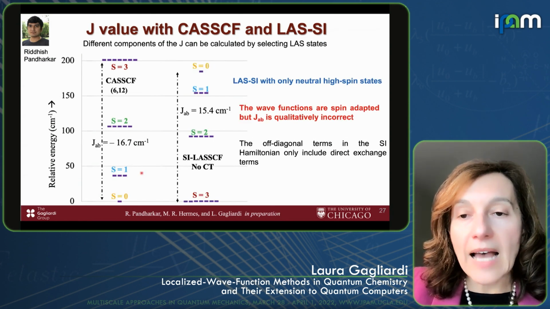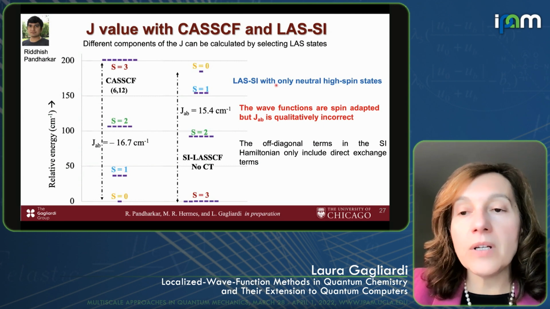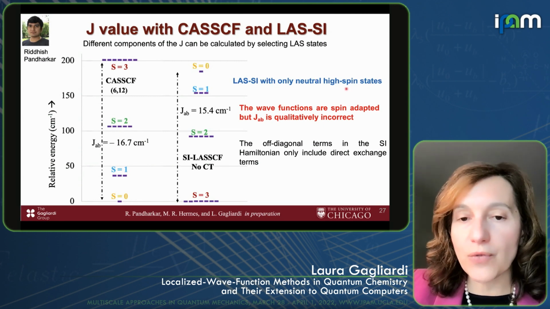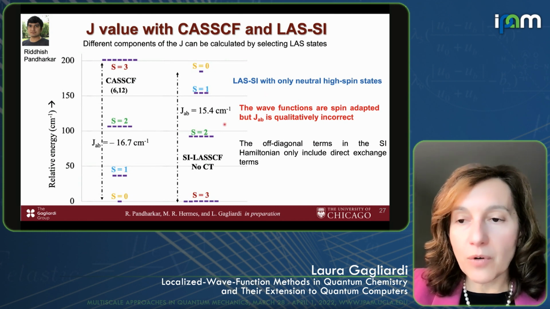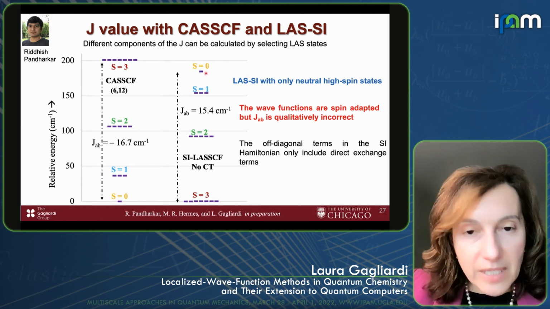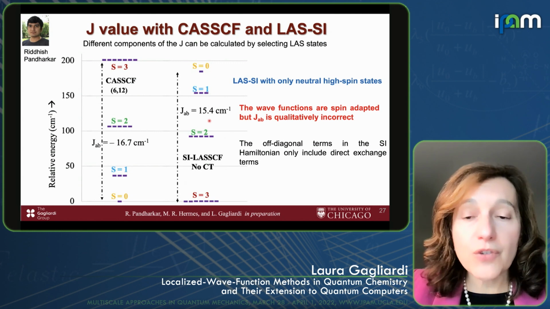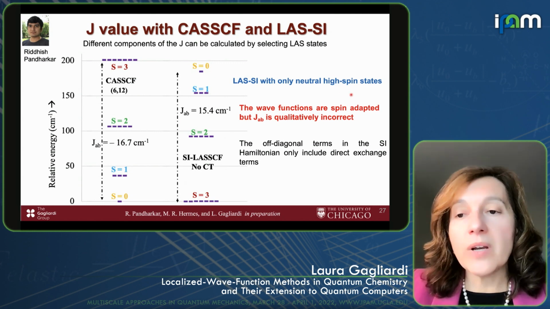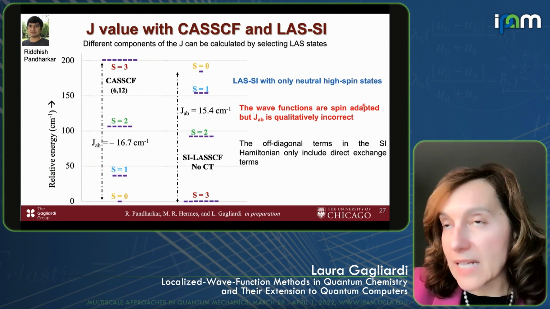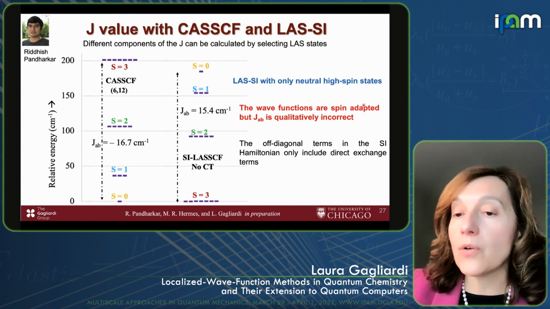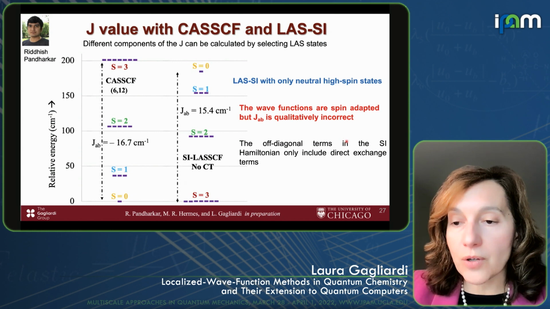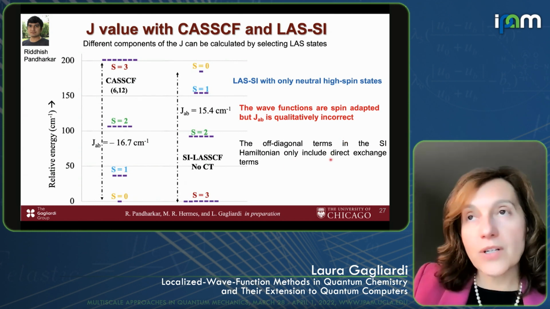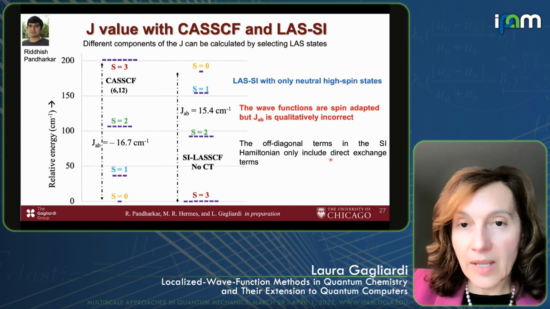So if we do LAS-SI with only neutral high spin states, so not this charge transfer, we see first of all that the spin ladder is wrong. And J, of course, is positive instead of being negative. So the wave functions are spin adapted in this case, but J is also qualitatively incorrect. And also with this approach, we only include direct exchange terms.